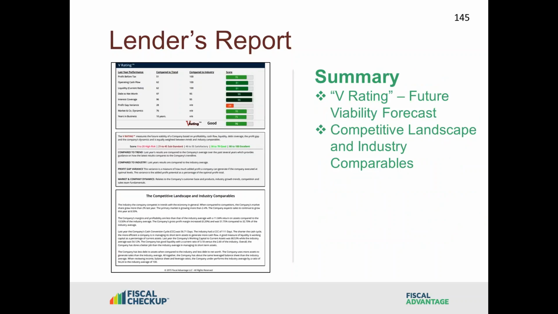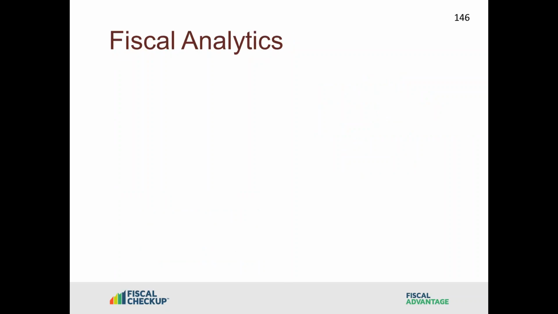The final page of the lender's report shows the lender the proprietary V rating. It also includes the competitive landscape discussion and the industry comparables discussion. You have just seen a very high-level overview of the Fiscal Checkup reports. Remember that there are videos for each of these reports that contain a detailed section-by-section explanation of the contents of each report. You've now seen an overview of Fiscal Checkup, a powerful analytics tool to help improve business performance.